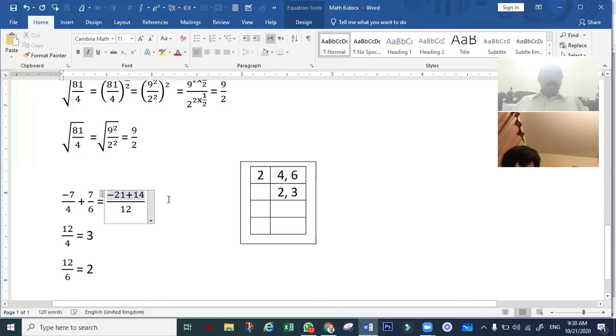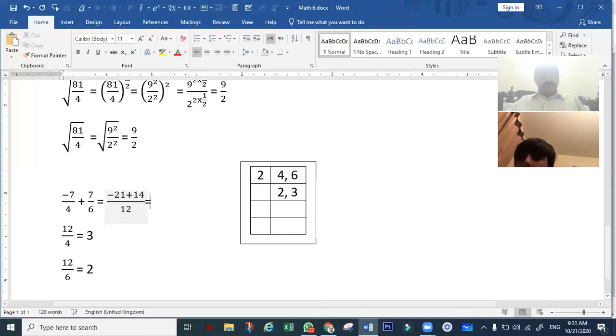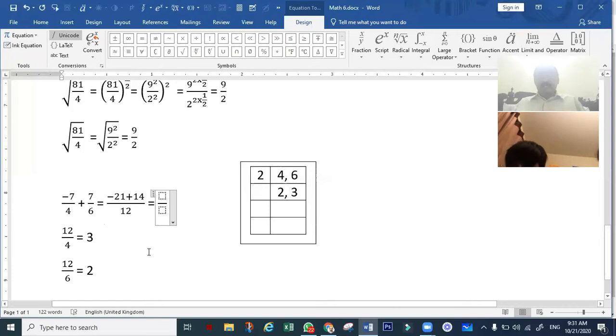Good. When you multiply, now, Aiden, please let me know that minus 21 is greater in magnitude. Negative numbers are more than the positive numbers. So the answer would be negative, isn't it? Is the answer negative or positive? Negative. Shabash. And what would be the answer? Negative 7 over 12.